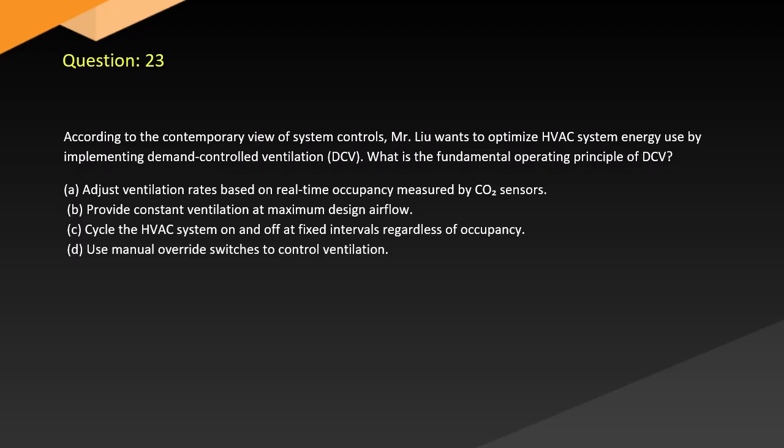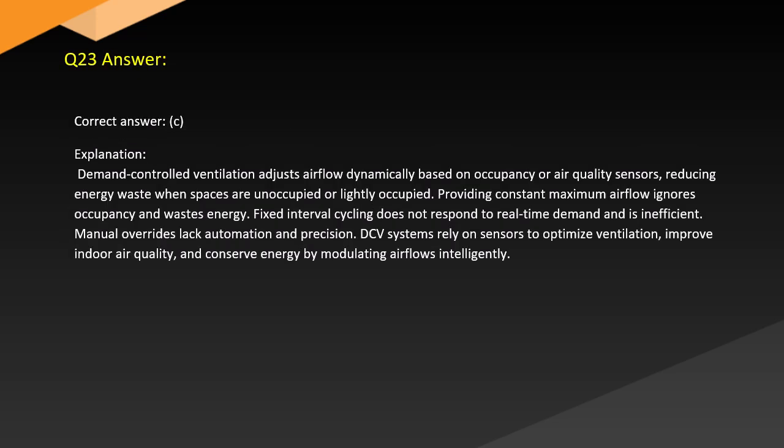B. Provide constant ventilation at maximum design airflow. C. Cycle the HVAC system on and off at fixed intervals regardless of occupancy. D. Use manual override switches to control ventilation. Answer. Correct answer. C. Explanation.